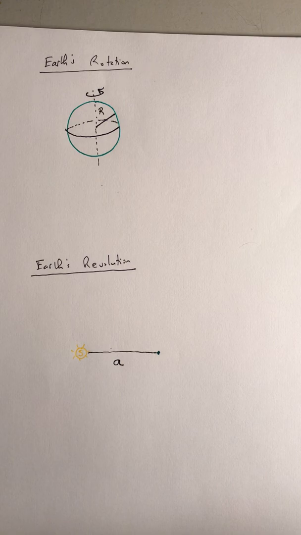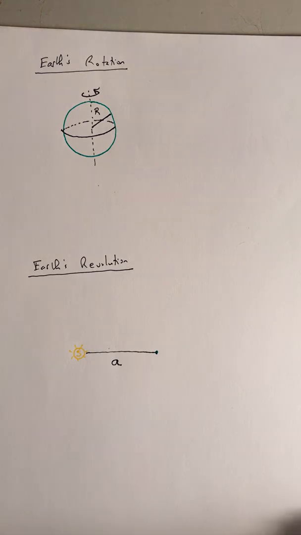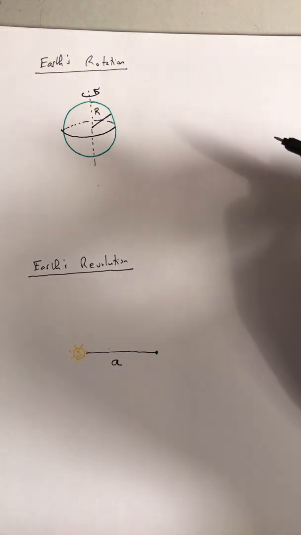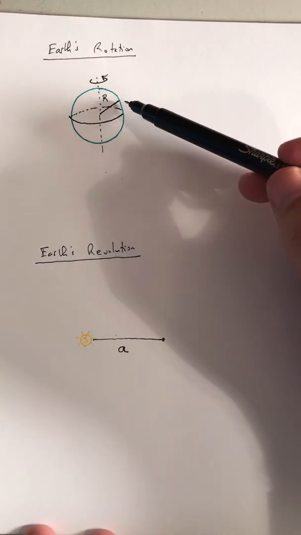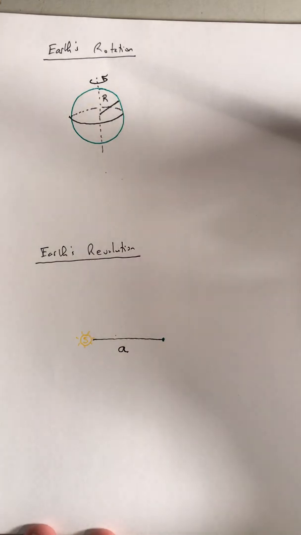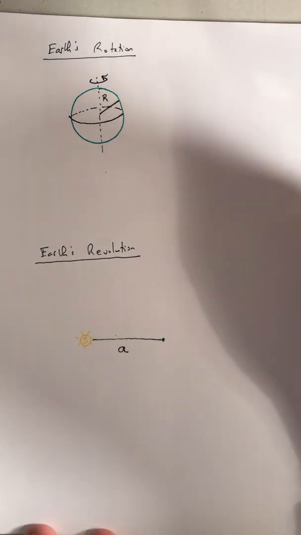Just a couple of quick examples of using rotational inertia. We're going to consider motions that the Earth undergoes for both of these examples. The first one we want to consider is Earth spinning once per day on its axis of rotation.